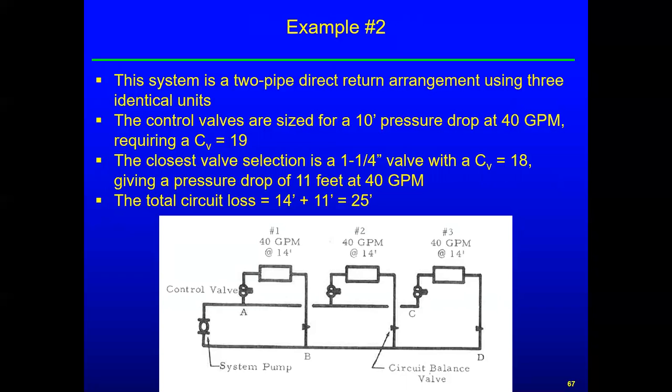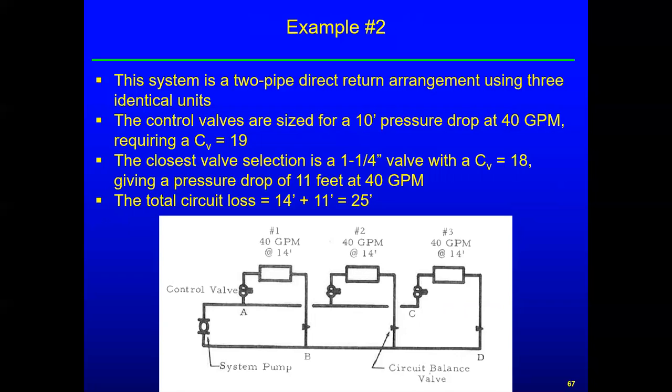And then we have common piping from the B through the pump back to A. So all of the circuits see that same drop from B through the pump to A. Okay, so this system is a 2-pipe direct return. Direct return, you should know by now that if you look at zone 1, it has short supply piping and short return piping. If you look at zone number 3, it's got long supply piping and long return piping. So that's obviously direct return.